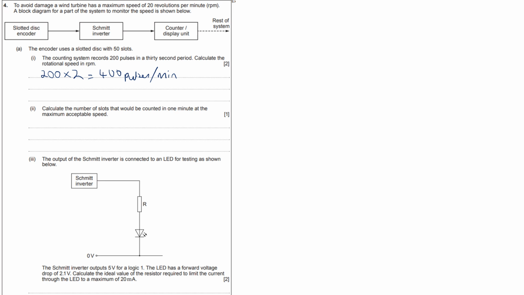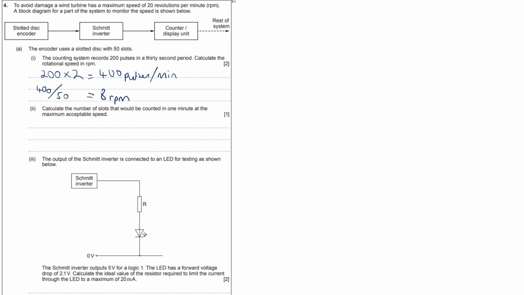Now the encoder, we have 50 slots. So you've got 50 slots there, and it's basically calculating the rotational speed, revs per minute. So it's essentially therefore going to be your 400 pulses per minute divided by the 50 slots equals 8 revs per minute. So 400 pulses per minute will actually be 8 revs per minute because it's 50. The examiner, as you can see on the mark scheme, is slightly different, but it doesn't matter as long as that makes sense.